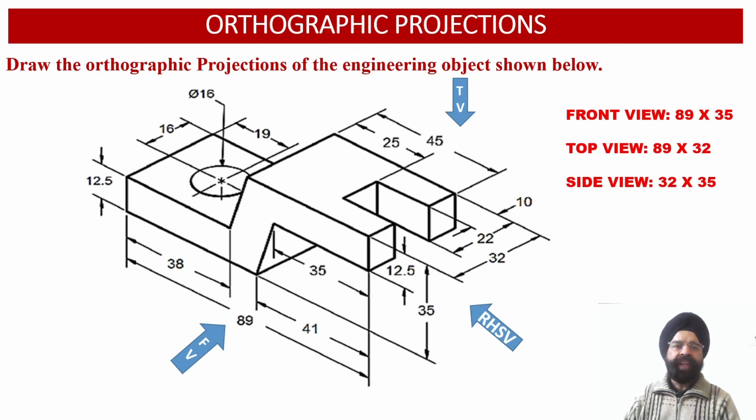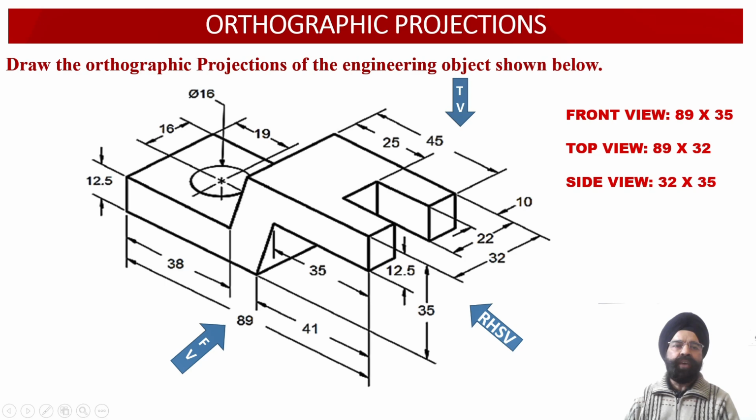So here we have been provided with a 3D isometric projection of an engineering object, into which the front view face, the top view face and the right hand side view face of the solid have been combined into a single 3D isometric projection view. Using the information available in this projection, we are required to evaluate the front view, the top view and the right hand side view orthographic projections of the solid.